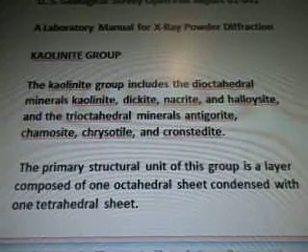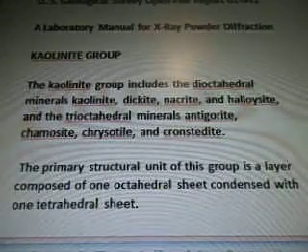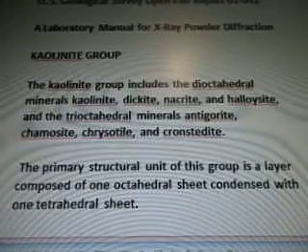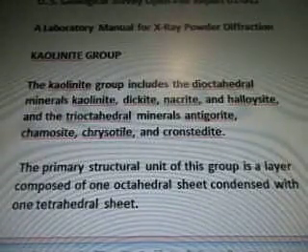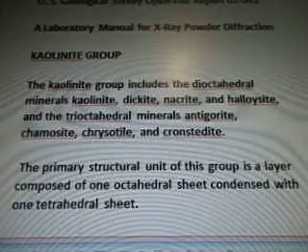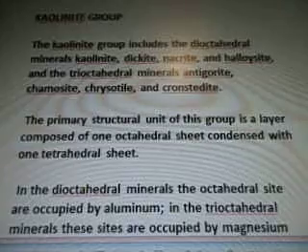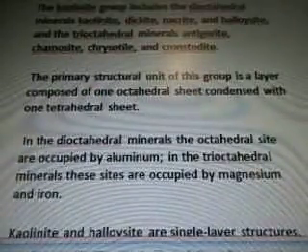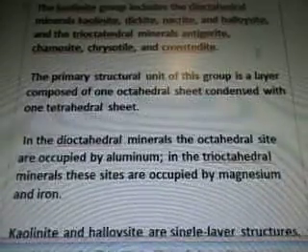The kaolinite group includes the dioctahedral minerals kaolinite, dickite, nacrite, and halloysite, and the trioctahedral minerals antigorite, chamosite, cronstedtite, and others. Sounds like a bunch of names for dinosaurs, if you ask me.